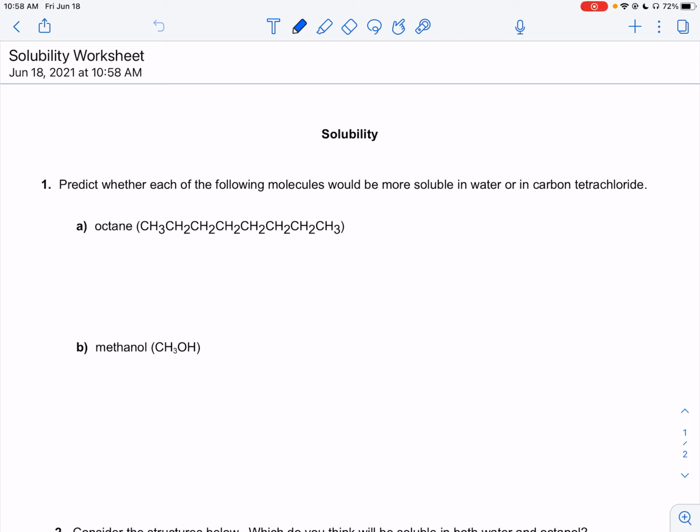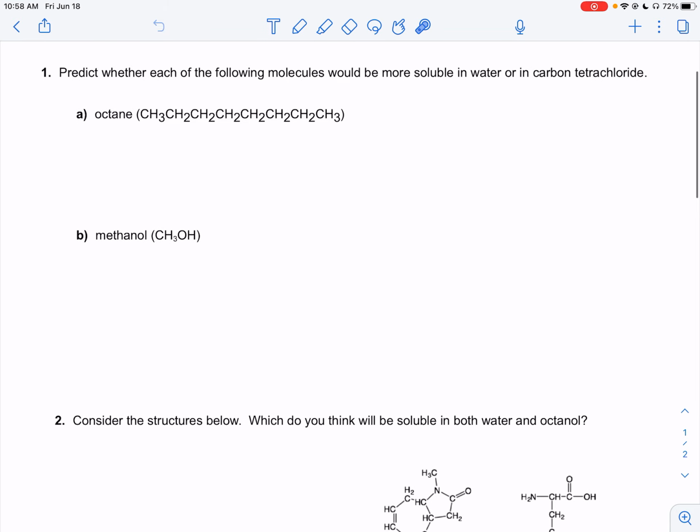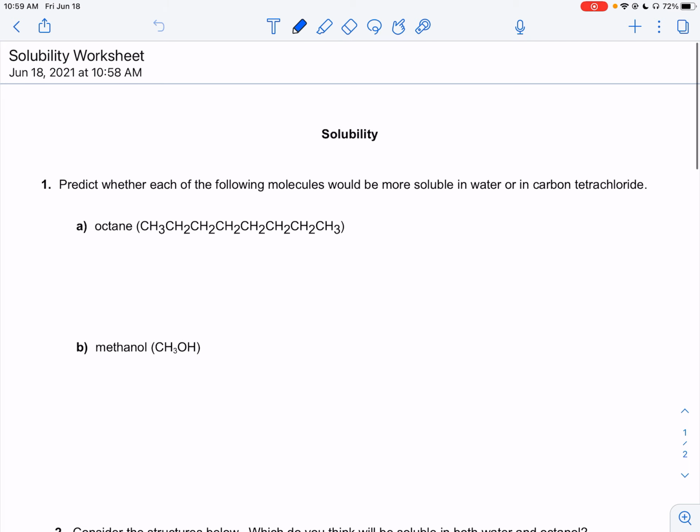This video is going to go over this solubility worksheet tied to our lecture. In this first question, we're asked to predict whether each of the following molecules would be more soluble in water or carbon tetrachloride. Before we answer that, I just want to remind everyone that the way we're going to go about this is with our rule, like dissolves like.